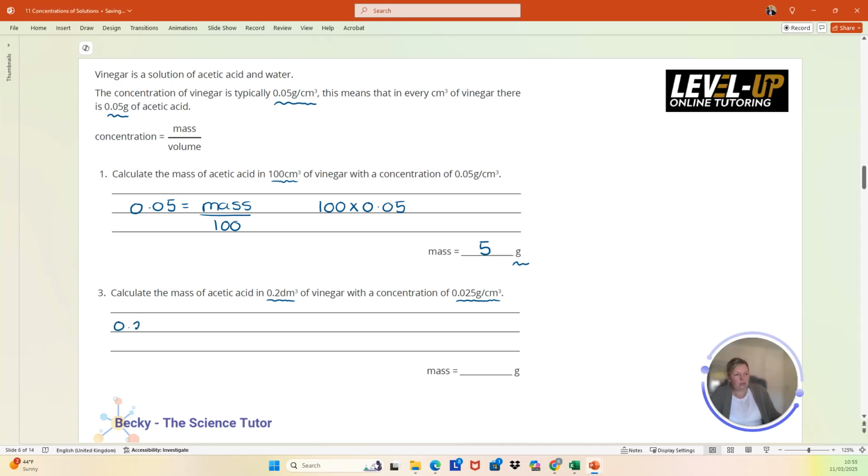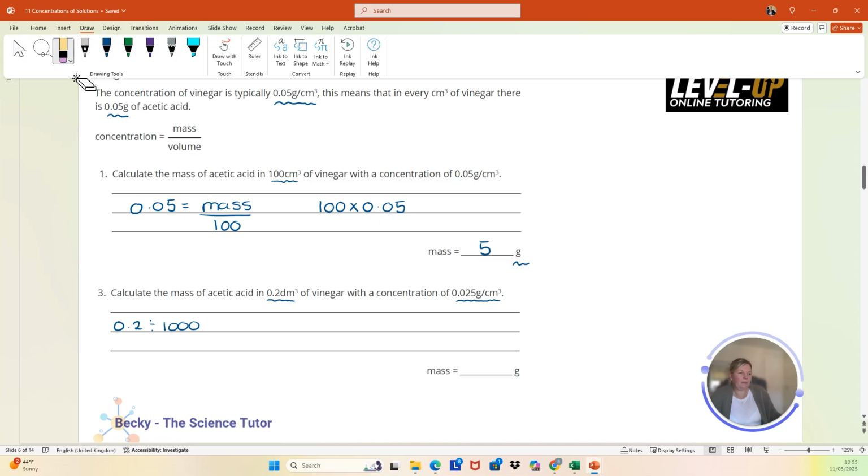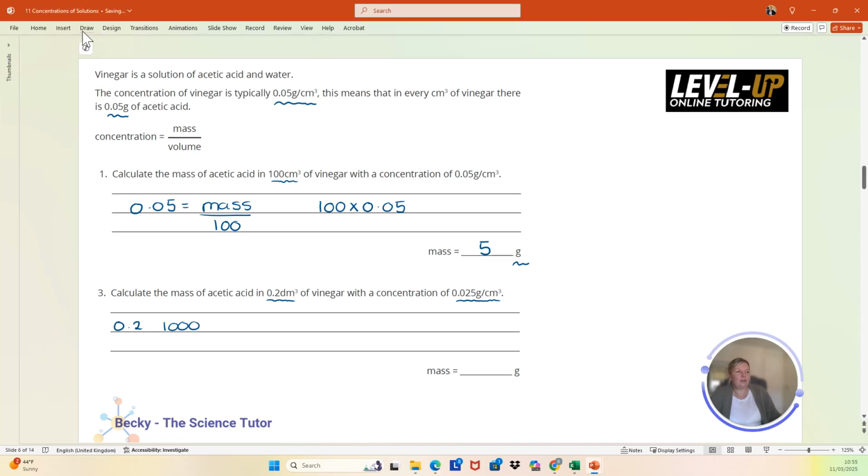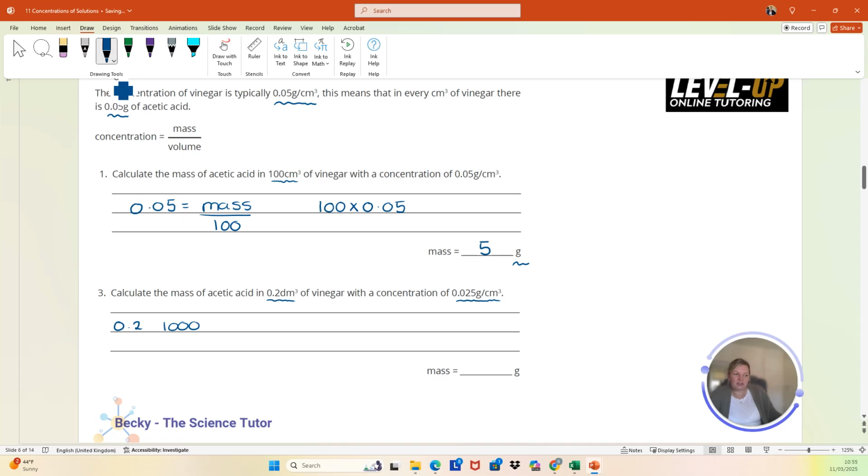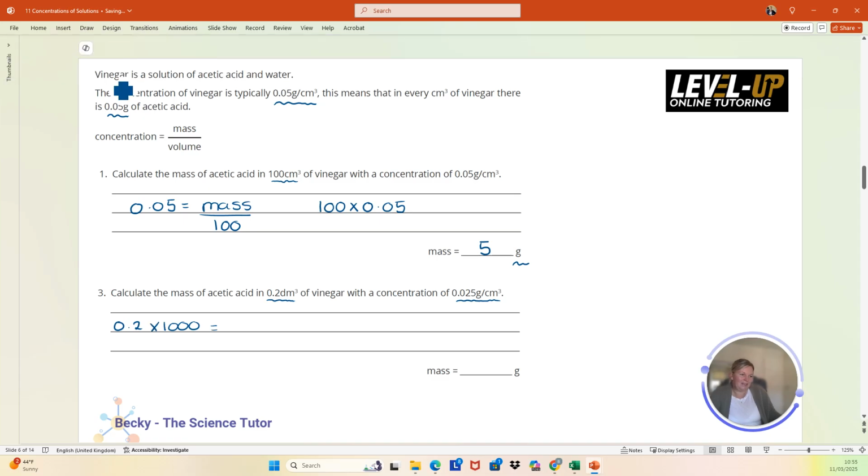So I'm going to do 0.2 divided by 1,000. Oh, bear with me. I hope you spotted that. Multiplied by 1,000. Sorry, I'm going the wrong way. It's not very often that you need to convert the other way. Okay, so 0.2 times 1,000 is going to give me 200 centimeters cubed, and then I can continue with it as normal.